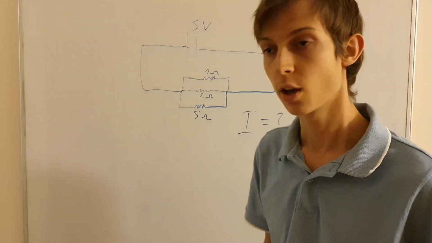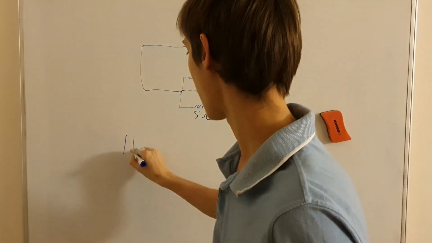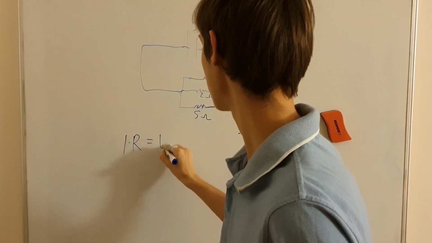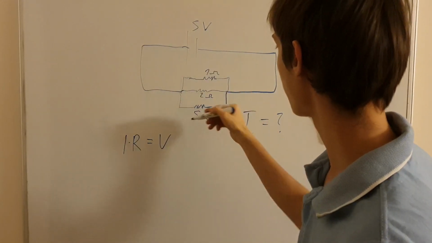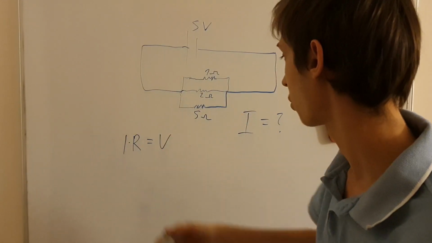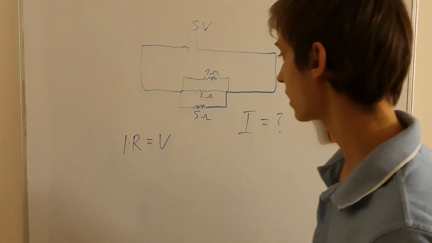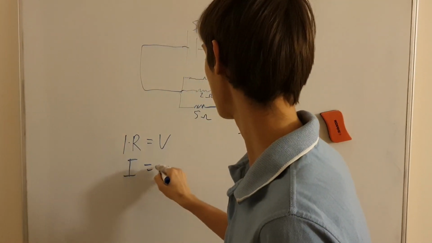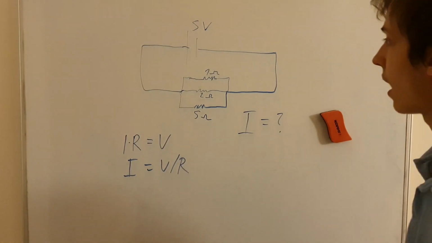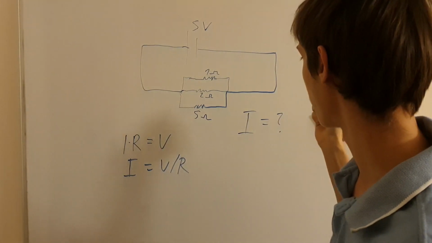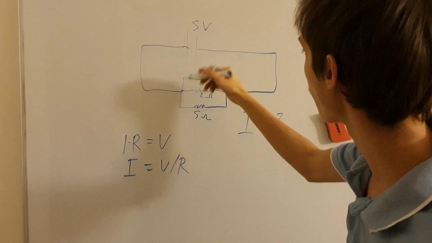And now what I want to figure out is, let's say, what is the current? Well, I know that I times R, so the current times the resistance, is voltage. The 5 volts will equal whatever the resistance is times the current that I'm looking for. So I can derive that I equals V over R, right? But the problem is I don't have a single resistance now. I actually have to rewrite this.